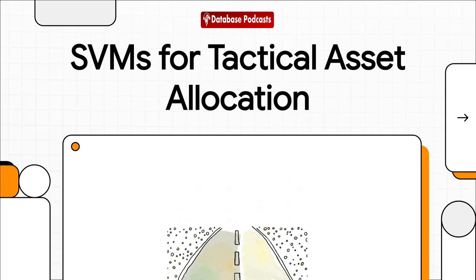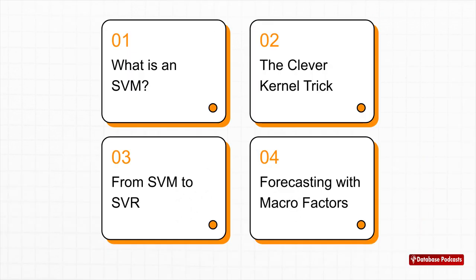You've probably heard of machine learning for things like image recognition, right? But what if you could take that same kind of powerful tool and apply it to the incredibly complex world of finance? That's exactly what we're going to dive into. We're exploring how support vector machines can be used to build a dynamic investment strategy, going way beyond simple classification and into sophisticated forecasting.